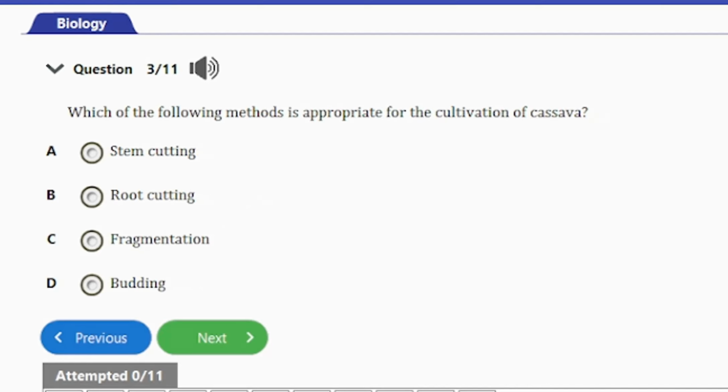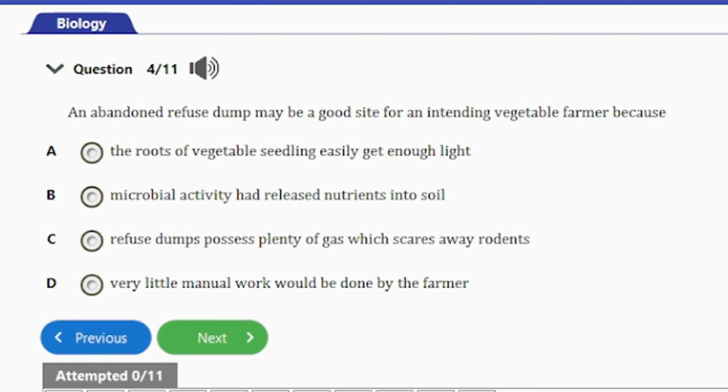Question number 3. It says, which of the following methods is appropriate for the cultivation of cassava? A. stem cutting, B. root cutting, C. fragmentation, D. budding. So guys, the answer to this question is option A, and that's stem cutting. Cassava is actually usually propagated through stem cutting. So let's consider the next question.